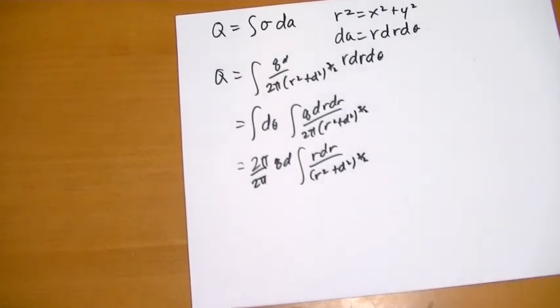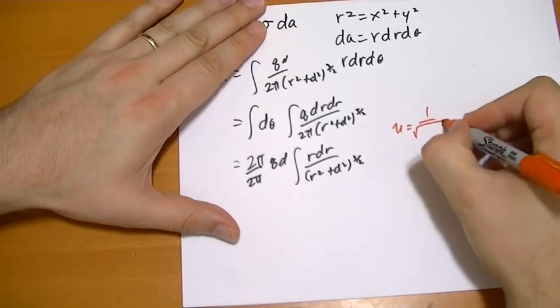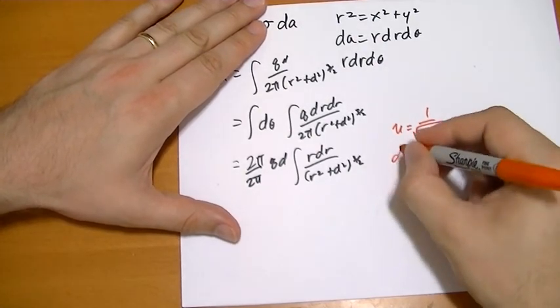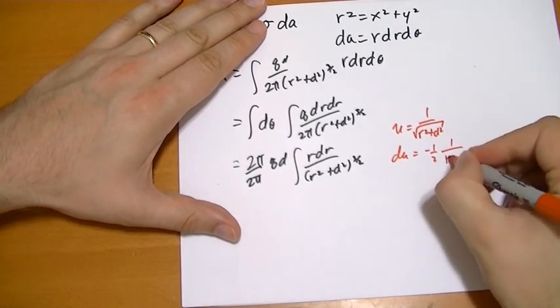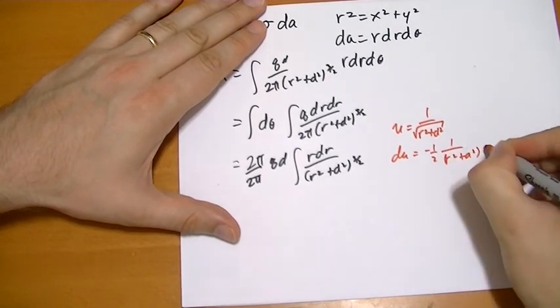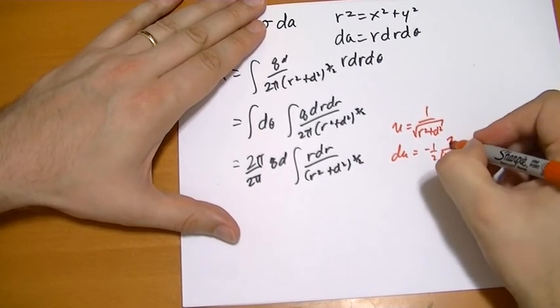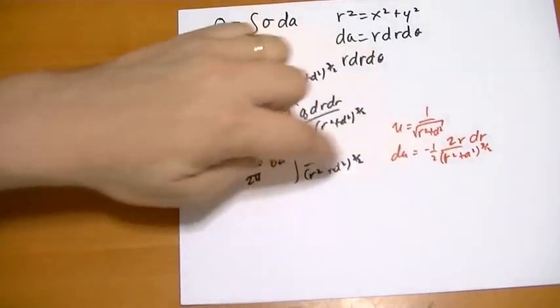So we're going to do substitution. For funsies, I tried several different substitutions. The one that I liked the most was when I substituted u equal to 1 over the square root of r squared plus d squared. And so du is negative 1/2 times 1 over r squared plus d squared to the 3 halves. And you have to take the derivative of the inside too, so you get the 2r at the top, dr. Wow, that's exactly the same.